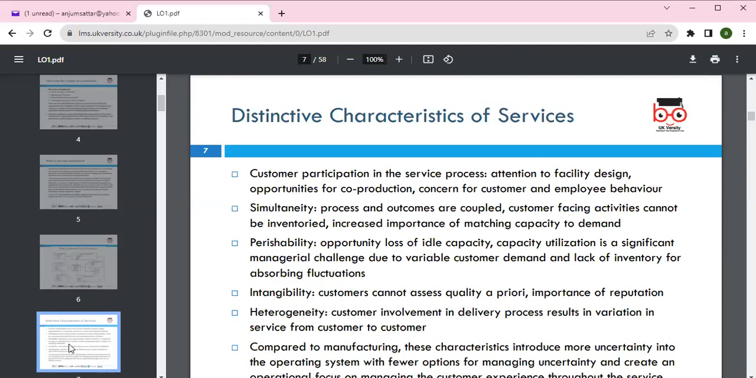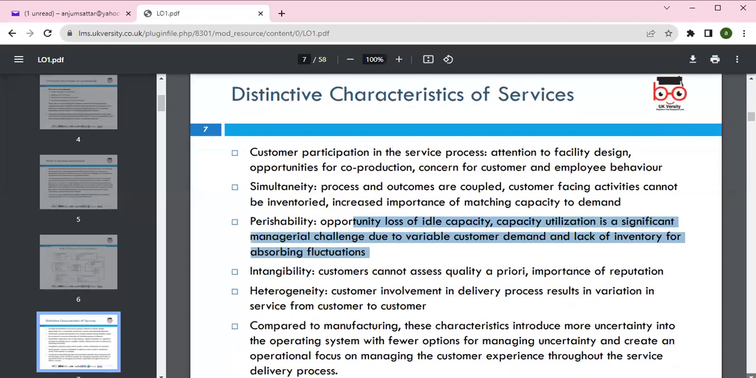The distinguishing characteristics of service: as we said earlier, it is perishable; you can't store it. We need to pay attention to facility design, co-production, and the customer and employee behavior, as well as the process and the outcome. Customer-focused activities cannot be inventoried because they depend on the customer. You can't really store a service, it's instant. Inventory stock you can, but service you can't.